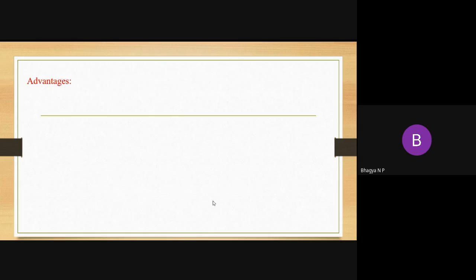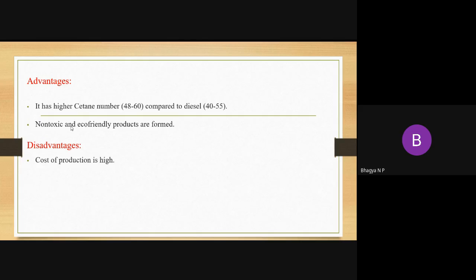What are the advantages of this biodiesel? Advantages are it has a higher cetane number when we compare to the diesel. So diesel has a 40 to 55 cetane number, but this biodiesel has got 48 to 60. And this biodiesel is non-toxic and it is an eco-friendly product. Then disadvantages. The cost of construction of this biodiesel production plant is very high.